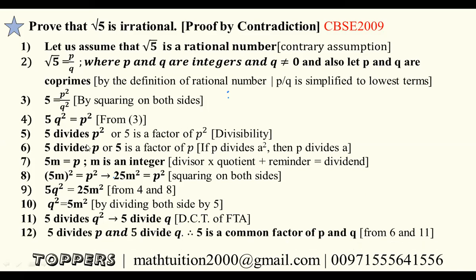See, here we are getting two statements. Here we have 5 divides q. Here 5 divides p, right? So therefore 5 is a common factor of p and q. What is the meaning?